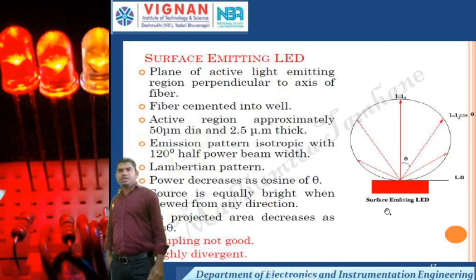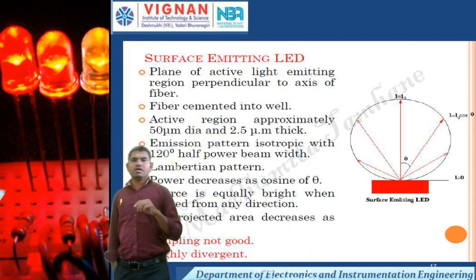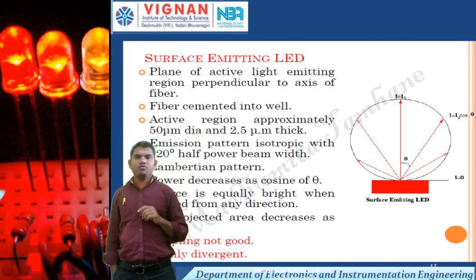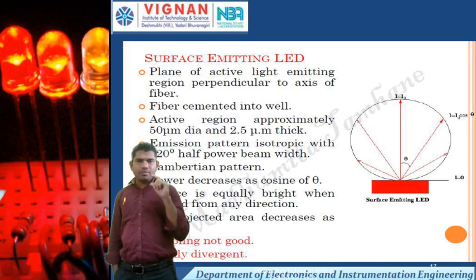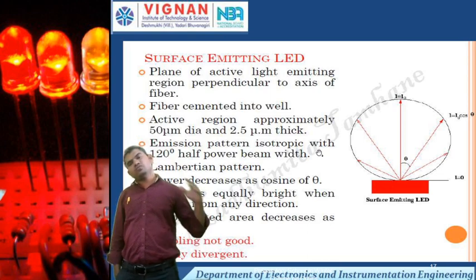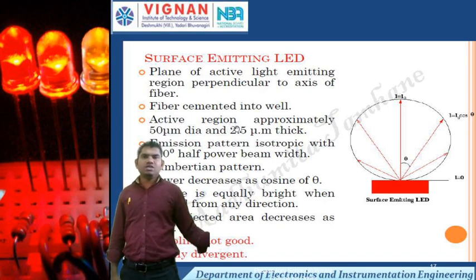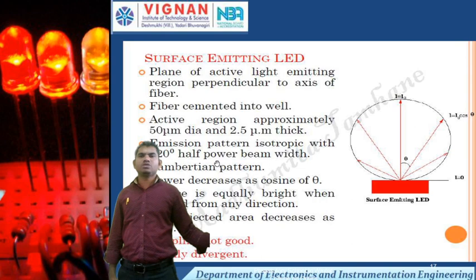In the circular surface emitting LED, how do we get the output? The output is in the form of a Lambertian pattern. The plane of the active light emitting region is perpendicular to the axis of the fiber. That is the region where we get the output light, perpendicular to the axis of the fiber. The fiber is cemented into that particular well.